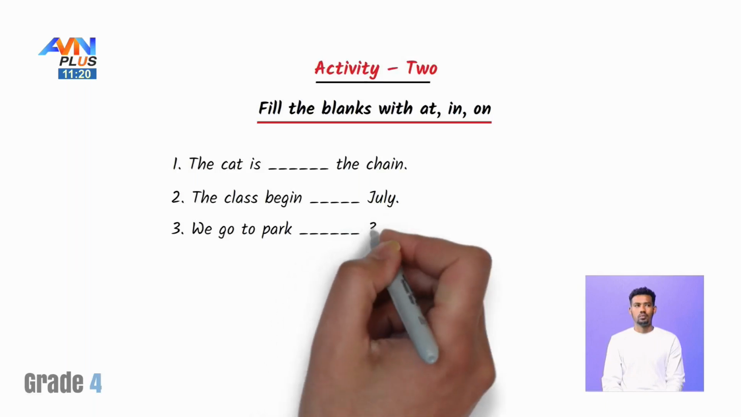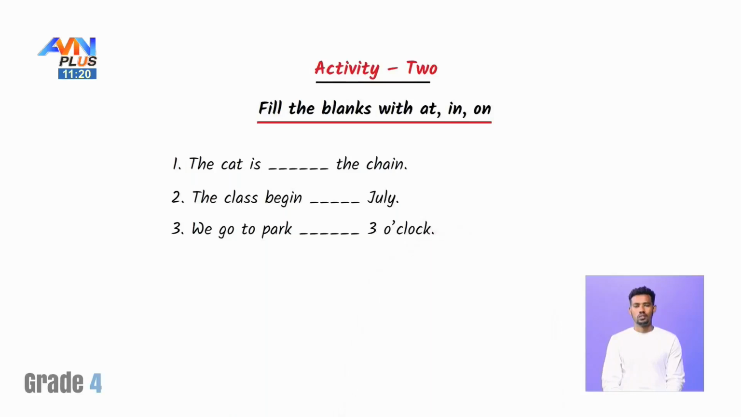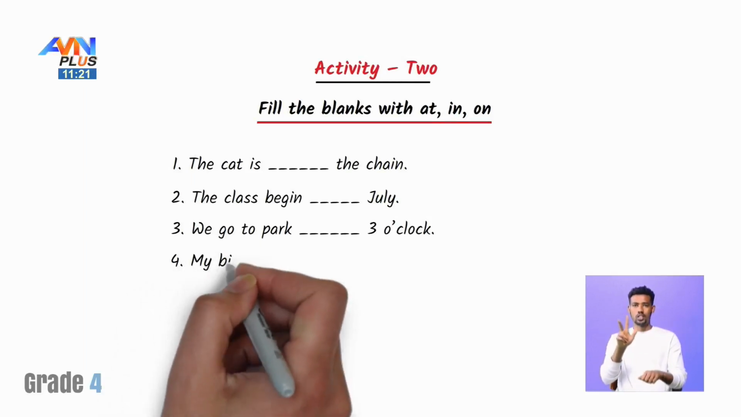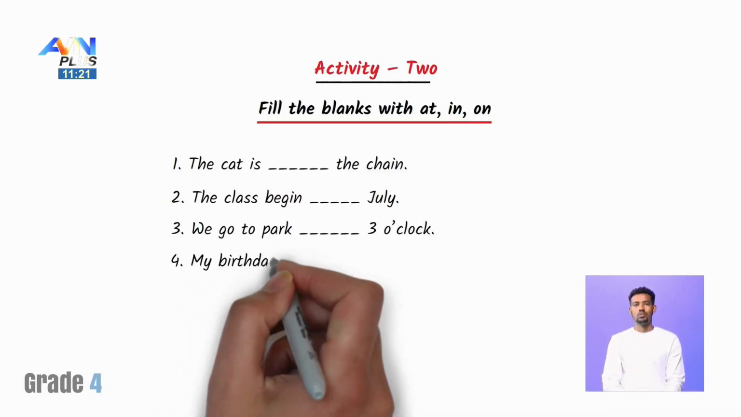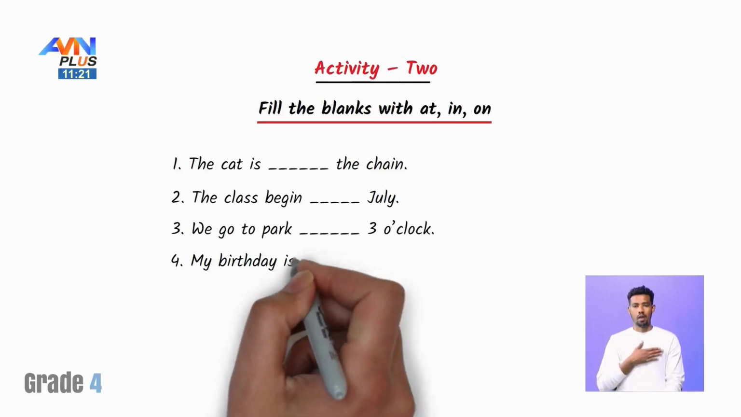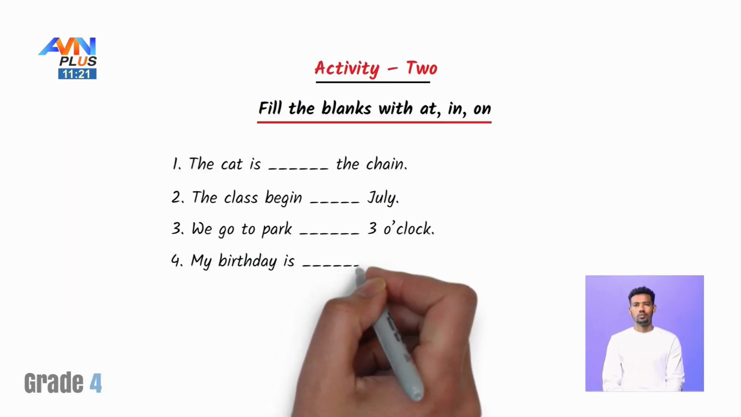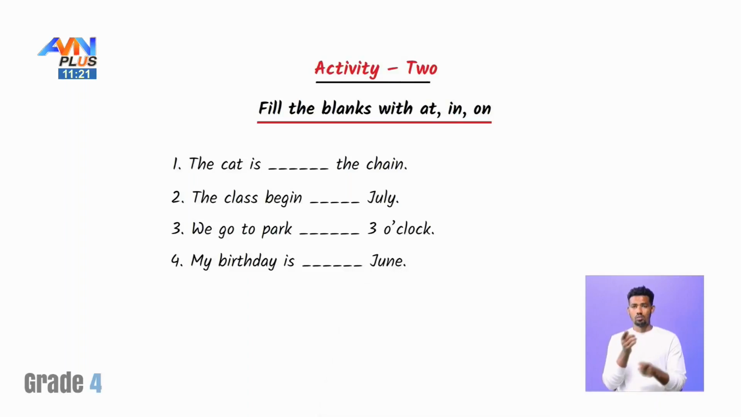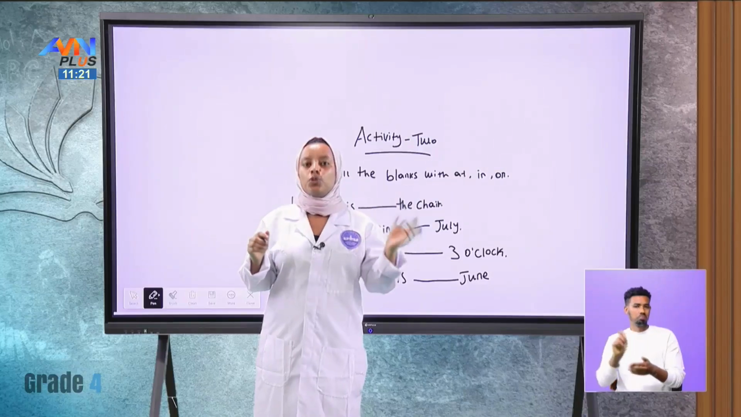3. We go to the park blank 3 o'clock. 4. My birthday is blank June. Students, here are the questions. Let me give you 2 minutes and I will be back.